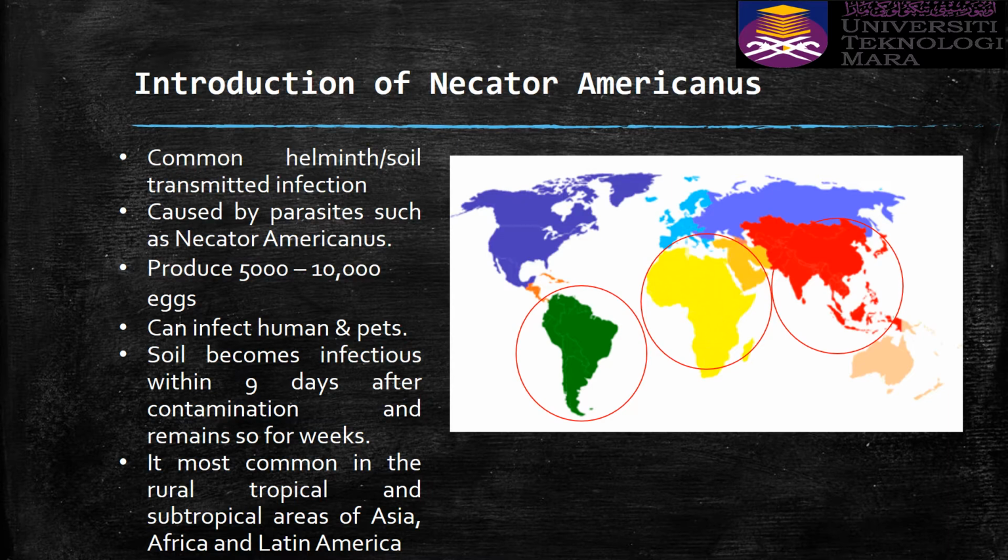The frequent absence of symptoms notwithstanding, hookworm disease substantially contributes to the incidence of anemia and malnutrition in developing nations. It occurs most commonly in the rural tropical and subtropical areas of Asia, Sub-Saharan Africa, and Latin America.